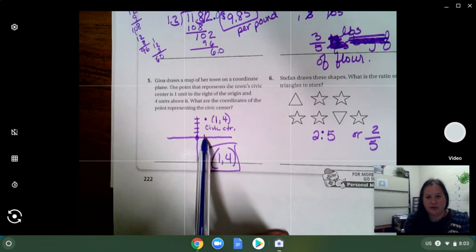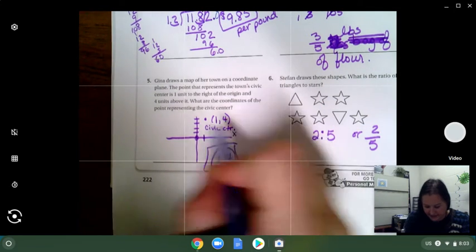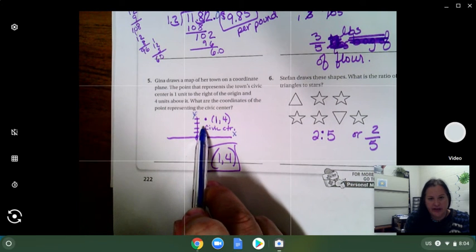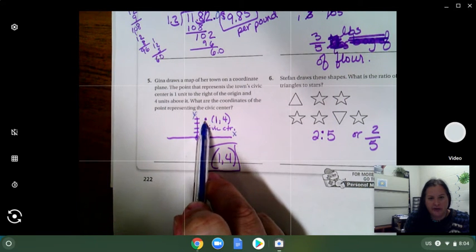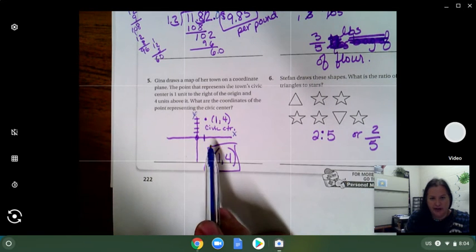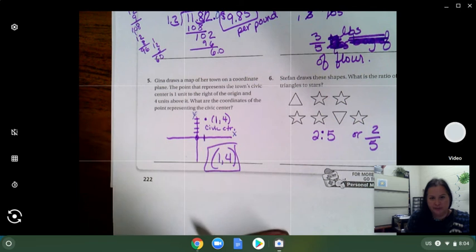So remember, you always do your x first. This is our x-axis. This is our y-axis. X is a positive 1. And then we're going north 4. So our y, our second digit, is the 4. So positive, positive, over, up.